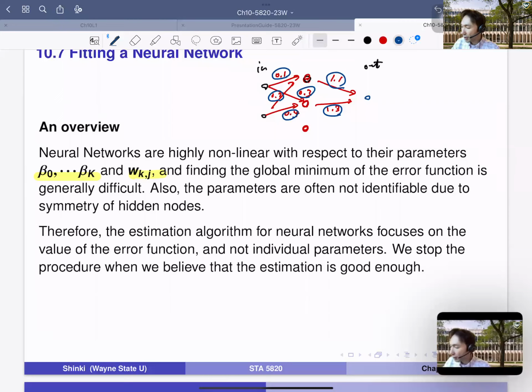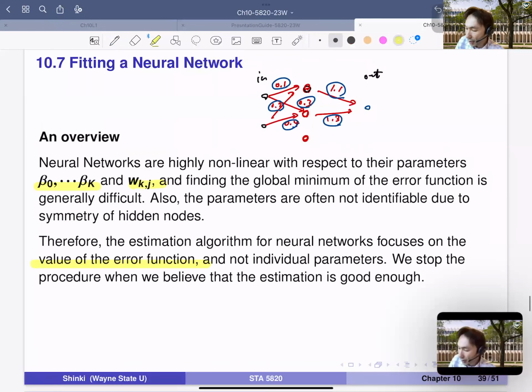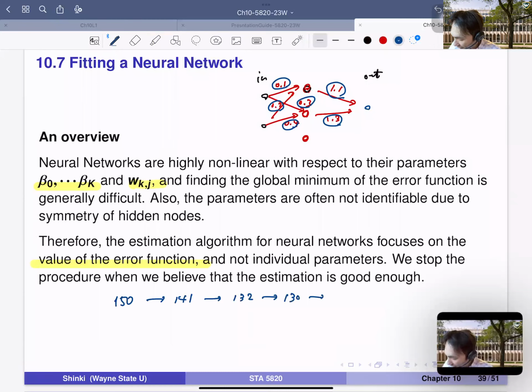So usually the algorithm for the neural network focuses on the value of the error function. So just the error function that changes from 150 to 141 to 132 and 130, 129, and so on. We see the value of the loss function, not really the parameters. So maybe the original parameter space is here, then maybe 150 is here, but 141 is here.